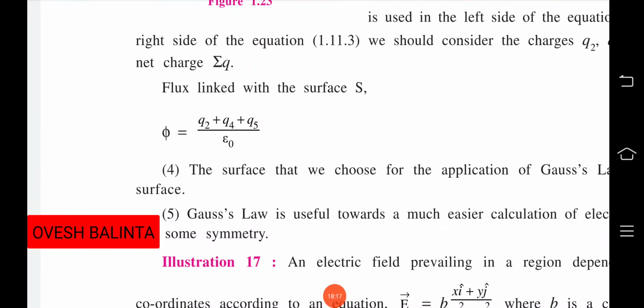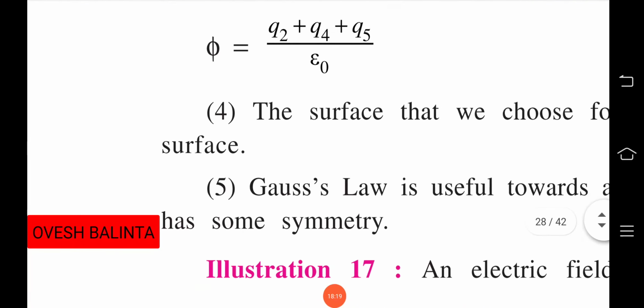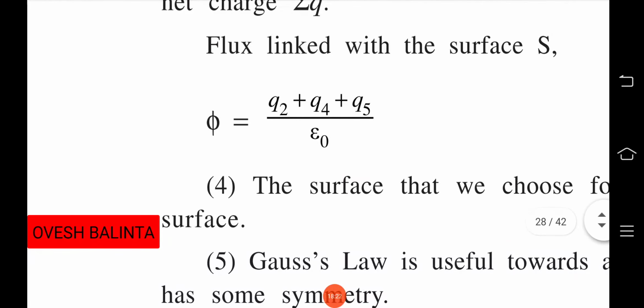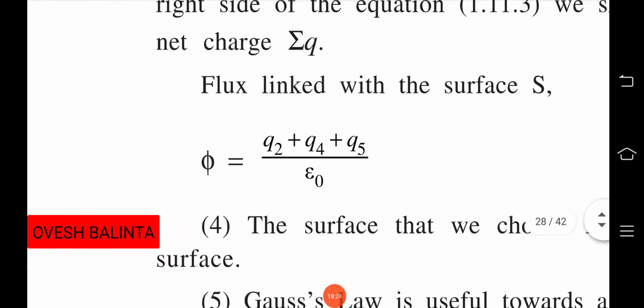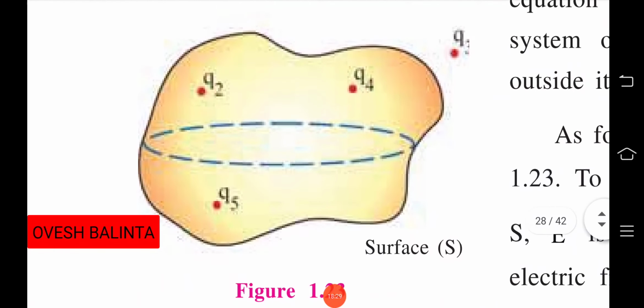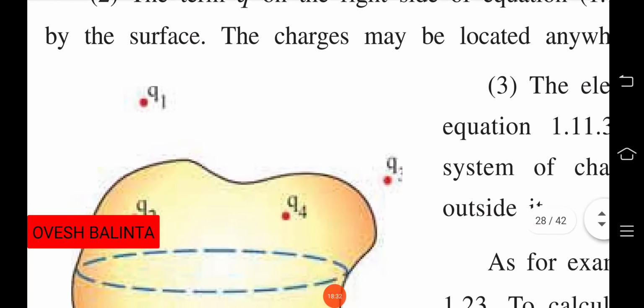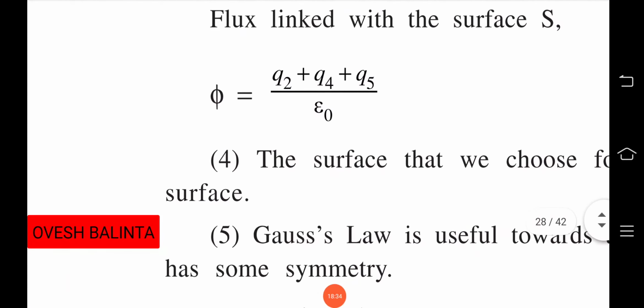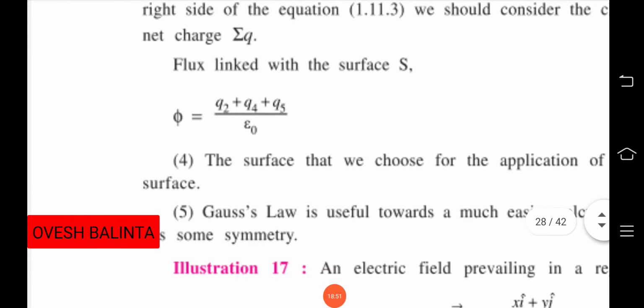Now I have given one example for you, so you can find out the flux phi. You take the charges q2 plus q3, q4 plus q5 like that, and add them. Suppose q2, q4, q5 are inside and q1, q3 are outside. The flux phi is q enclosed upon epsilon 0, where q enclosed means the total charge inside. So the flux phi is q2 plus q4 plus q5 upon epsilon 0. You can solve it from these equations.